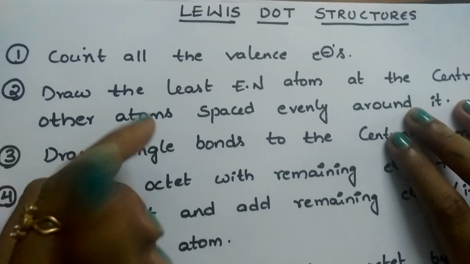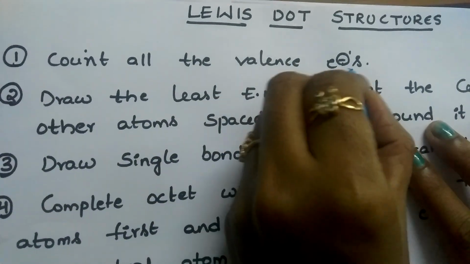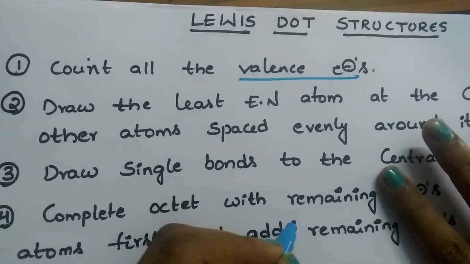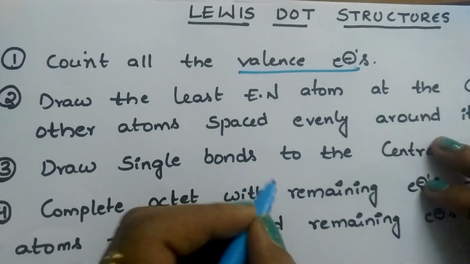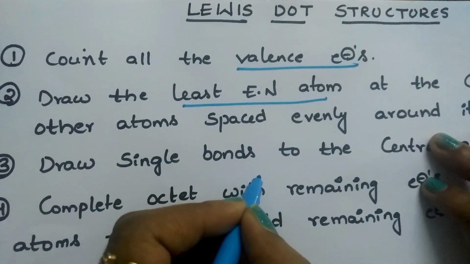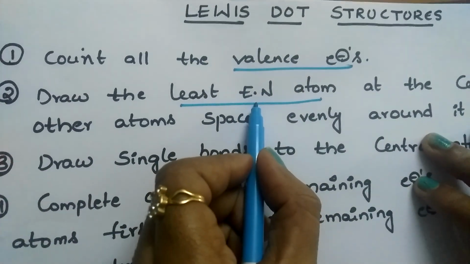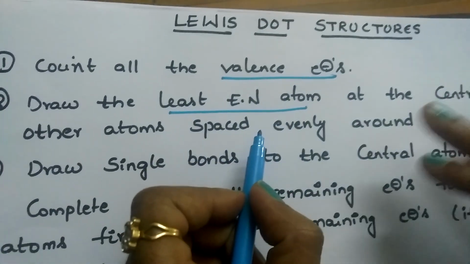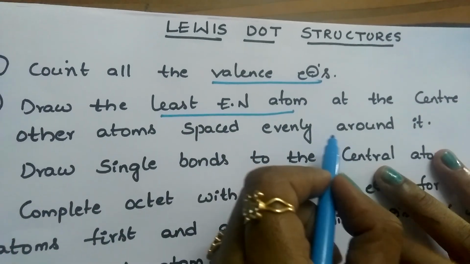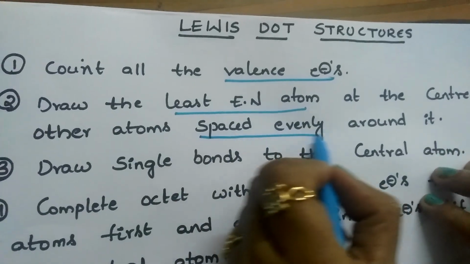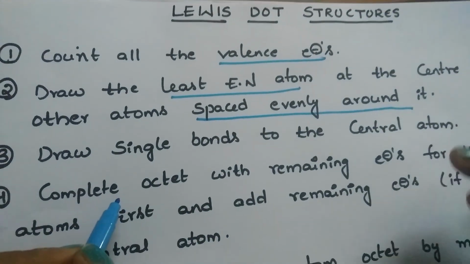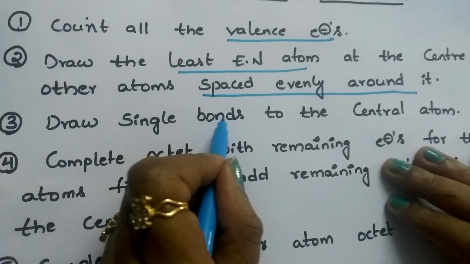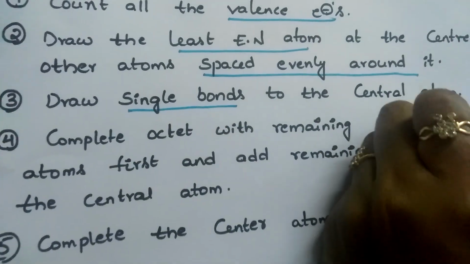Step number 1, count all the valency electrons. Step number 2, identify the least electronegative atom. You should consider this least electronegative atom as the central atom, and all the remaining atoms are spaced evenly around it. Step number 3, draw single bonds to the central atom.